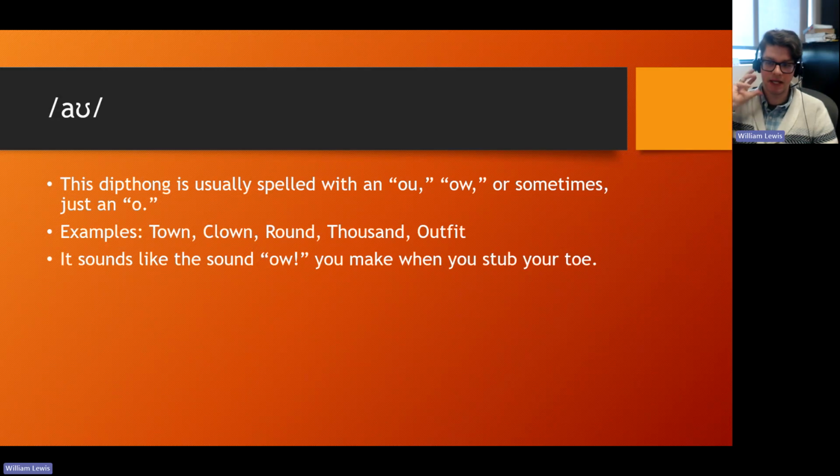It's kind of this big, broad sound that starts in the back of your mouth and comes out to the front. Ow! So when we see this word, which in Spanish is Puebla, in Spanish we say Puebla, in English we say town. It's not tone or tune, it's town.